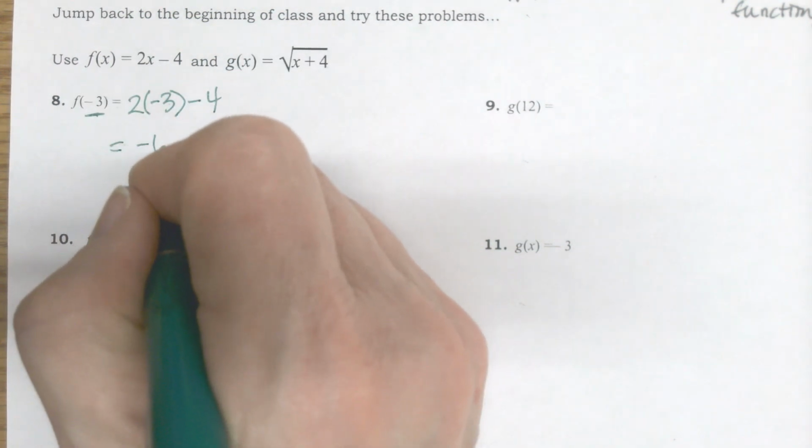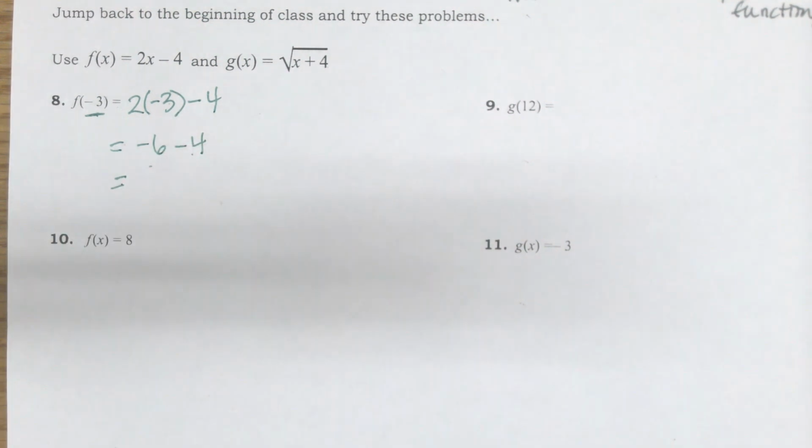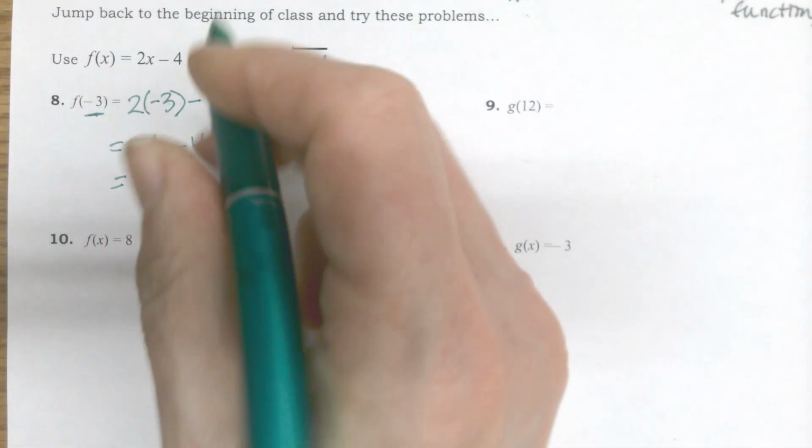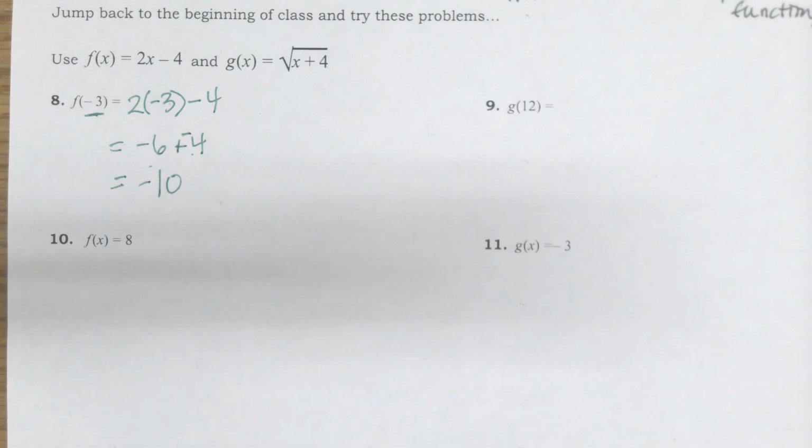2 times negative 3 is negative 6 minus 4. Negative 6 minus 4 is not 2. It is not negative 2. What is it? Negative 10. Because remember, this is like plus negative 4. Negative 6 plus negative 4. Okay?